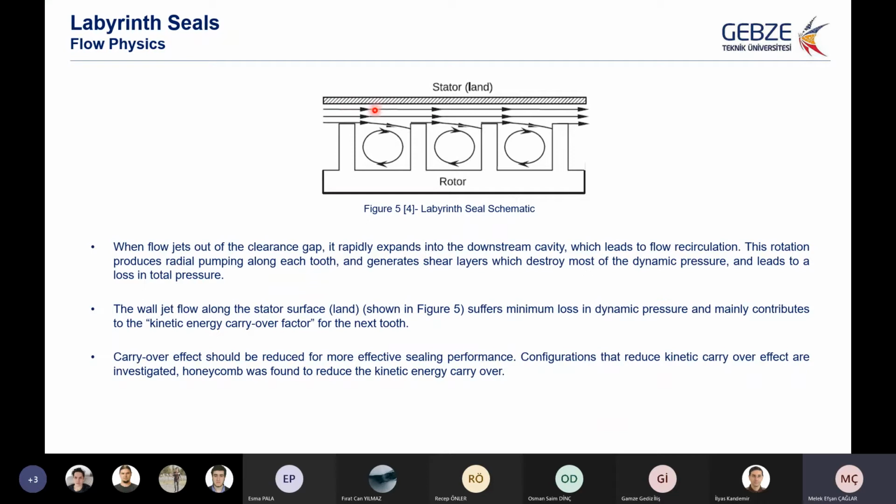The wall jet along this stator land suffers minimum from this phenomenon, so it almost becomes carried over into the next tooth, which is obviously undesirable for better sealing characteristics.